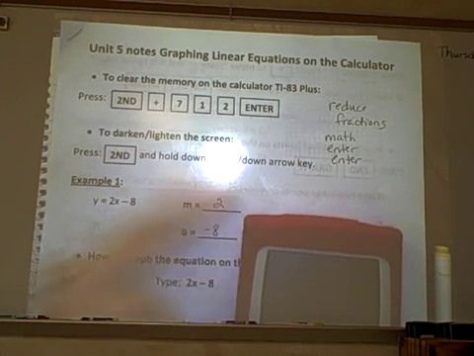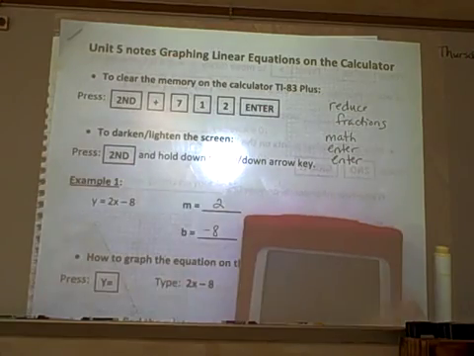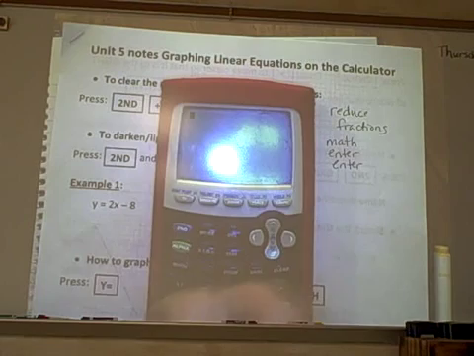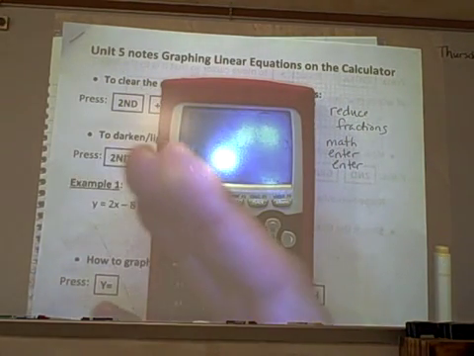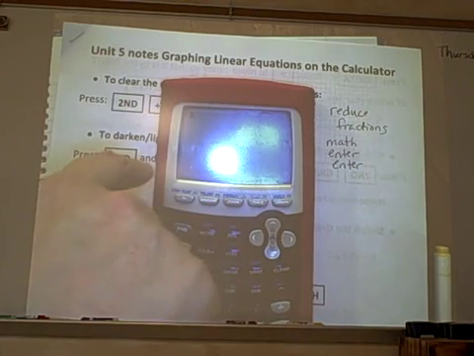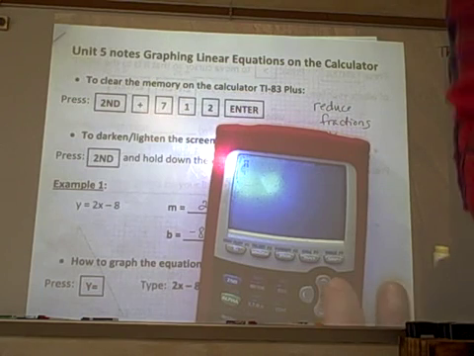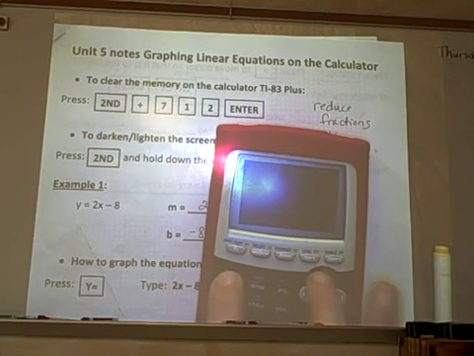This little worksheet does tell you how to darken or lighten your screen. This is something that kids like to play with, but just so that you know, if you ever get your calculator and you push buttons and nothing happens, it's probably because they're darkening or lightening their screen. So do this just a second, and I bet it'll fix it. You're going to hit second, and then the up button, like second up, second up, second up, and it'll get darker and darker.